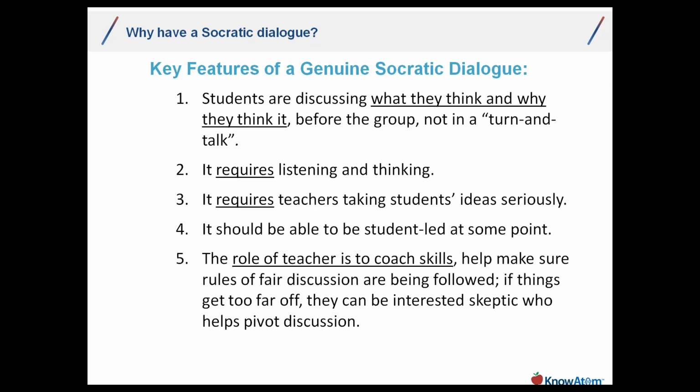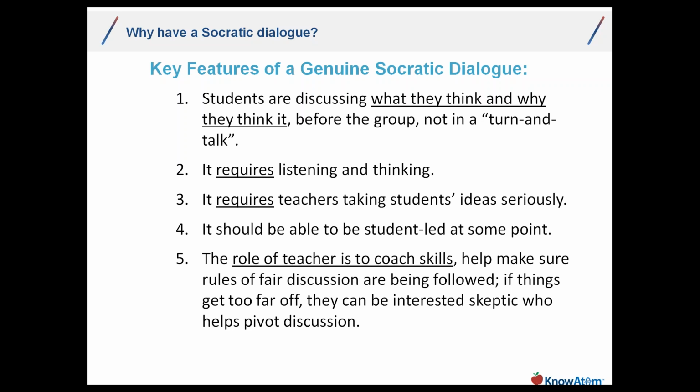Number 3, it requires teachers and also students to take ideas seriously. I mention teachers here specifically because I've seen on many occasions where students contribute an idea and the teacher will sort of shoot it down. It's really important that teachers and students take ideas seriously. And if you don't take it seriously, you can't work with it. We can work with all ideas, whether they are valid or invalid, factually accurate or inaccurate. So this is really important.